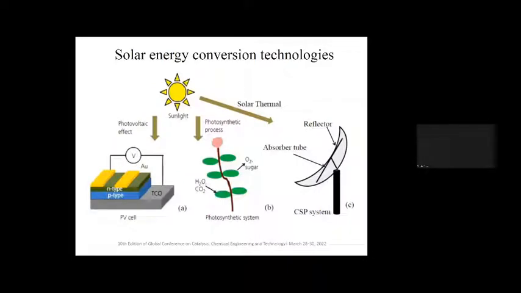So there are mainly three technologies to harvest solar energy. First is the photovoltaic cell. The second is the artificial photosynthetic process, because in nature, trees are converting solar energy into chemical energy for their food. And the third one is concentrated thermal solar power.